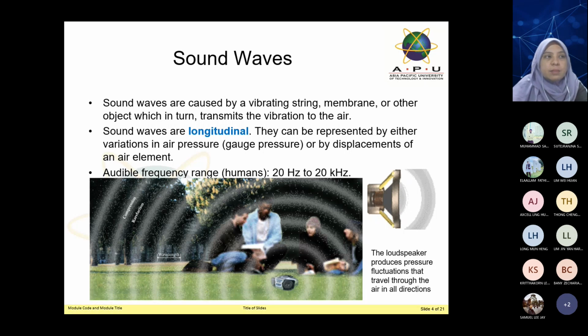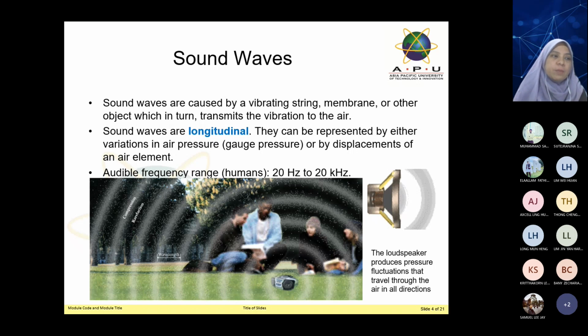They can be represented either by variation in air pressure, gauge pressure, or by displacement of an air element. The audible frequency range of humans is between 20 Hz and 20 kHz. So the range is big, from babies to old people. As I mentioned just now, for a certain age, the sound has a different frequency.